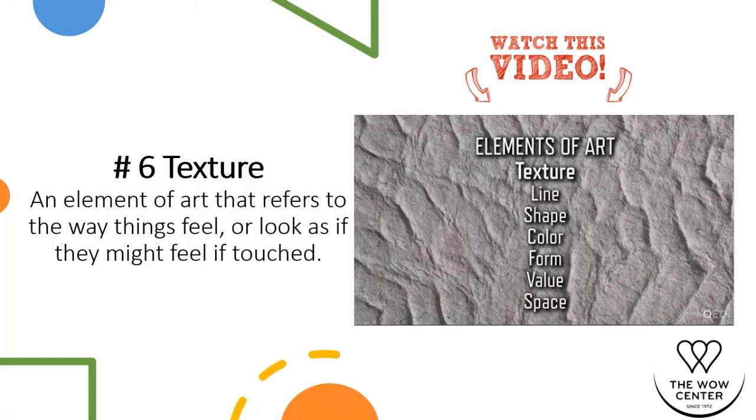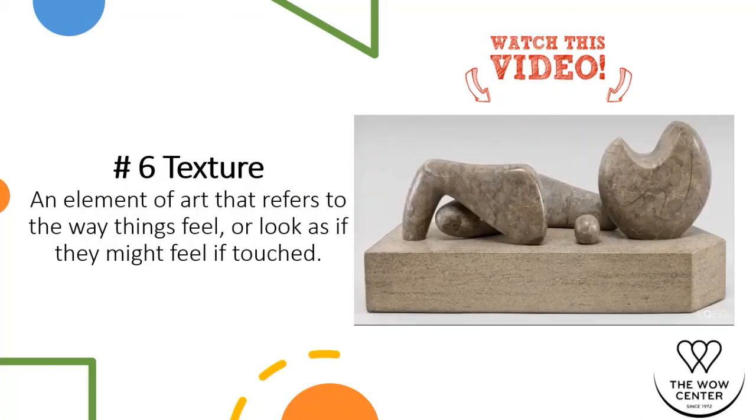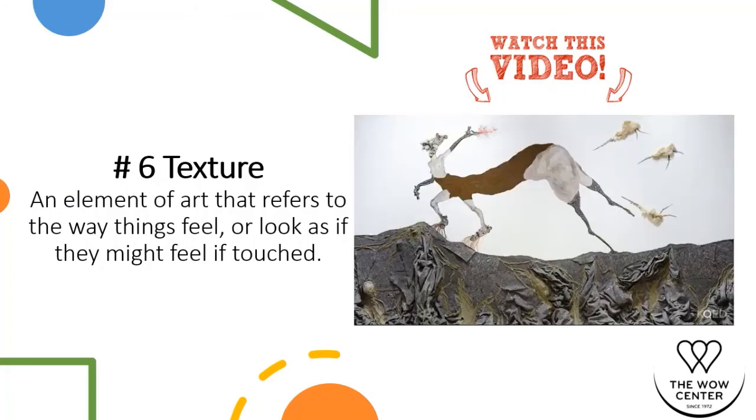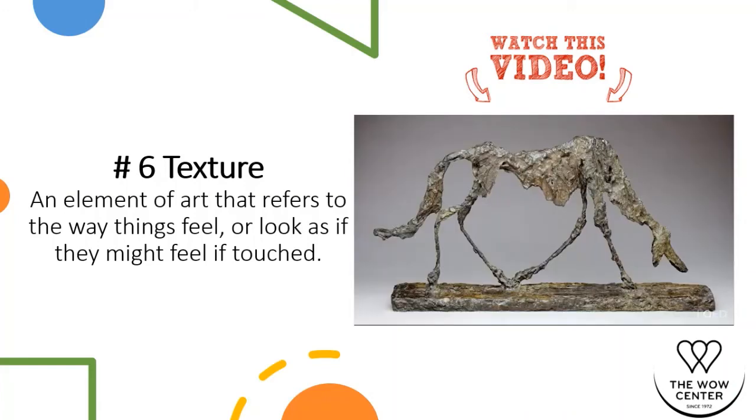Texture is one of the 7 elements of art, along with line, shape, color, form, value, and space. Texture is the look or feel of a surface. Just like form, texture can be real or implied. If you were to run your hand across this sculpture by Alberto Giacometti, you would feel the hardness of the bronze metal and the roughness of the form that Giacometti created. This is called actual texture.